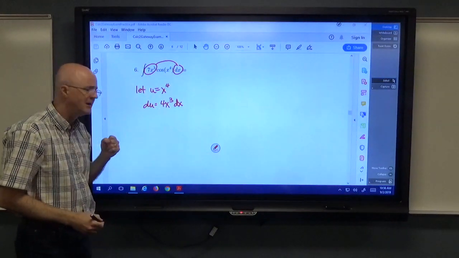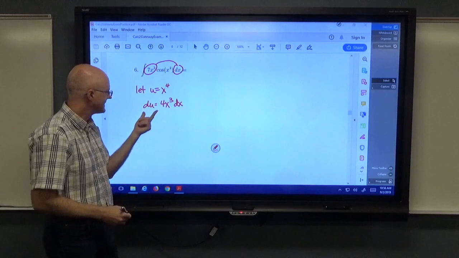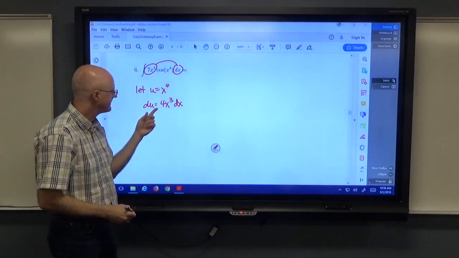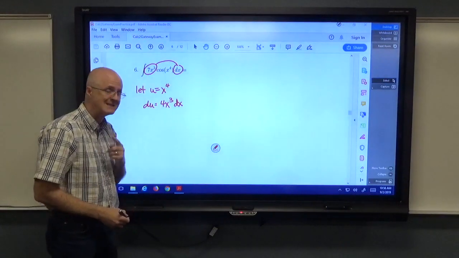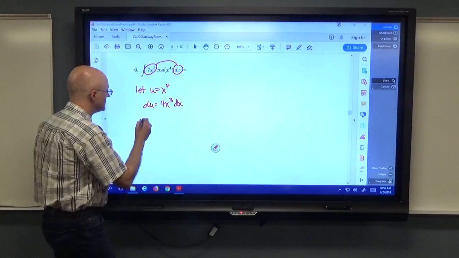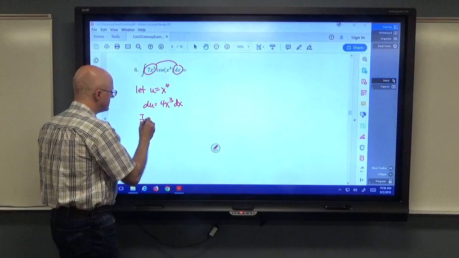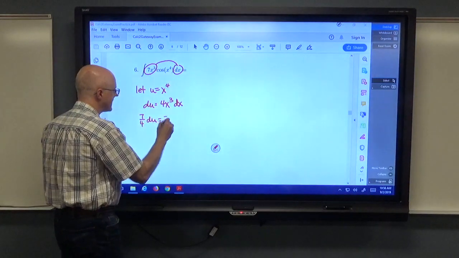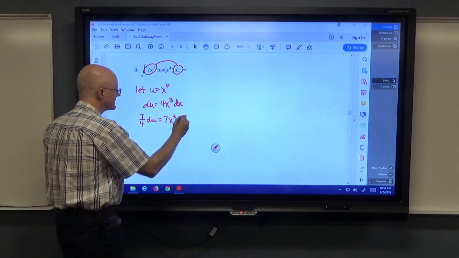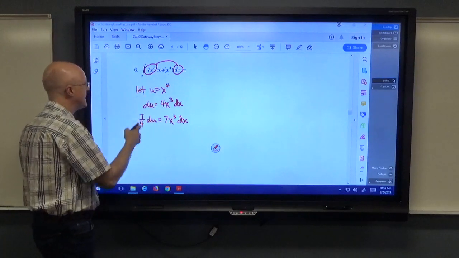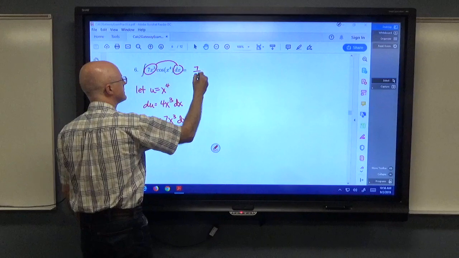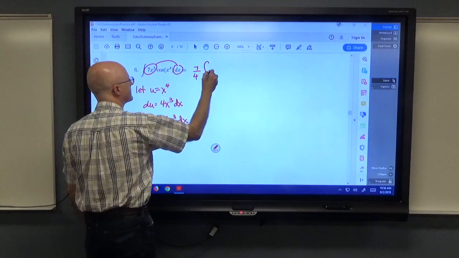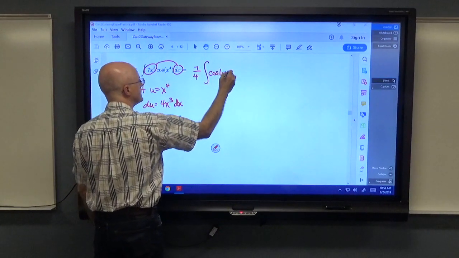What should I do? How about multiplying both sides of this by a constant that would cancel with the 4 to give me a 7? Multiply both sides by 7/4. 7/4 du would be 7x cubed dx. So I can replace the 7x cubed dx with 7 fourths du. And I can bring the 7 fourths out in front of the integral. And I'm going to get a cosine of u du.